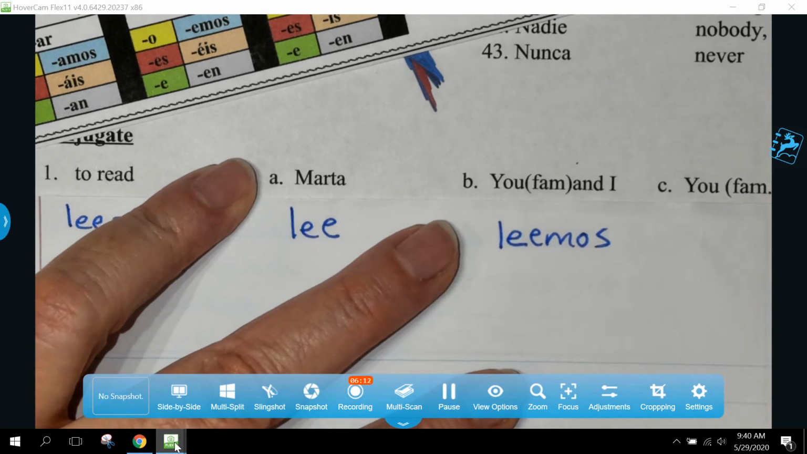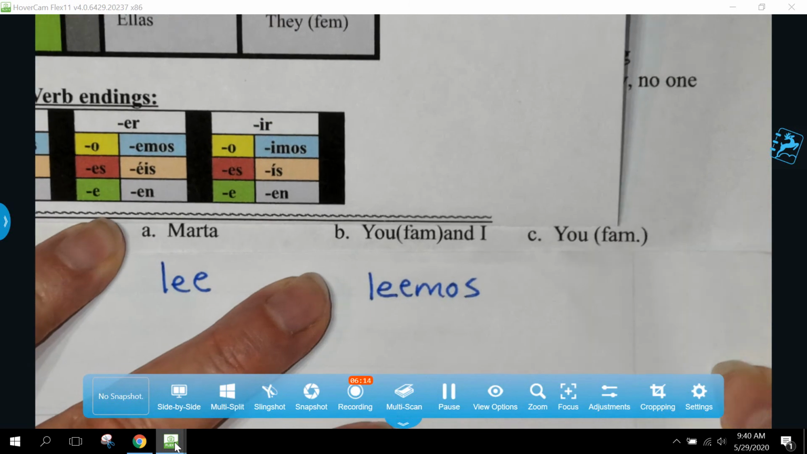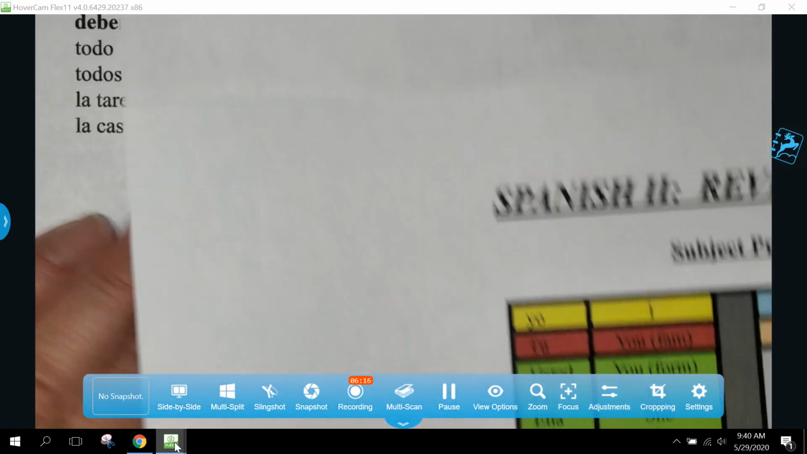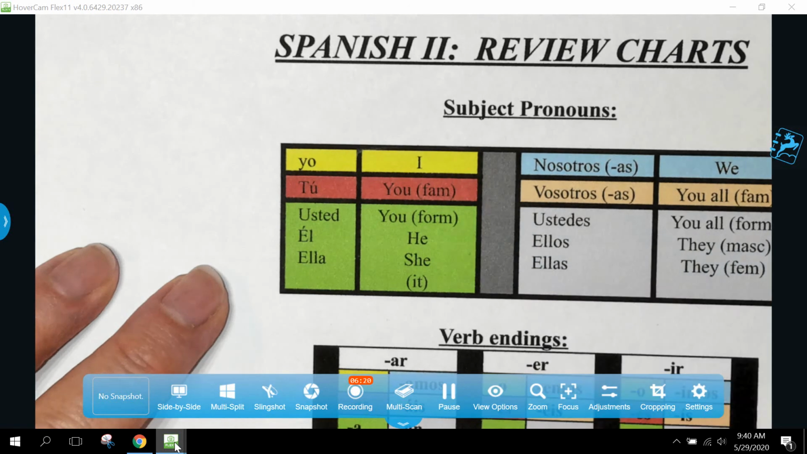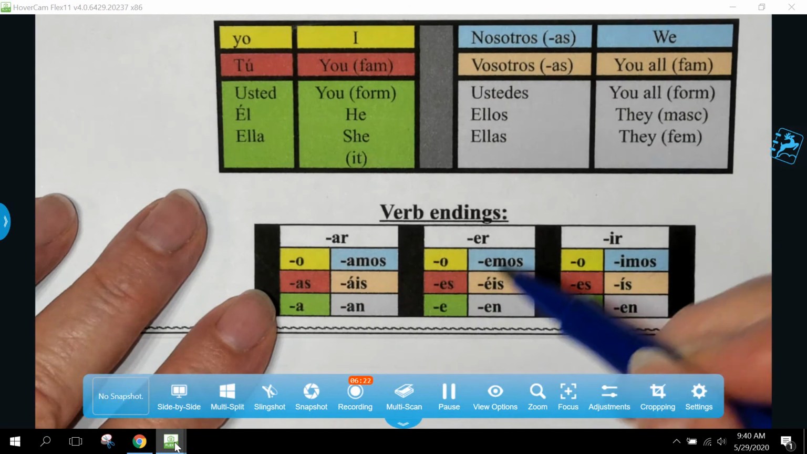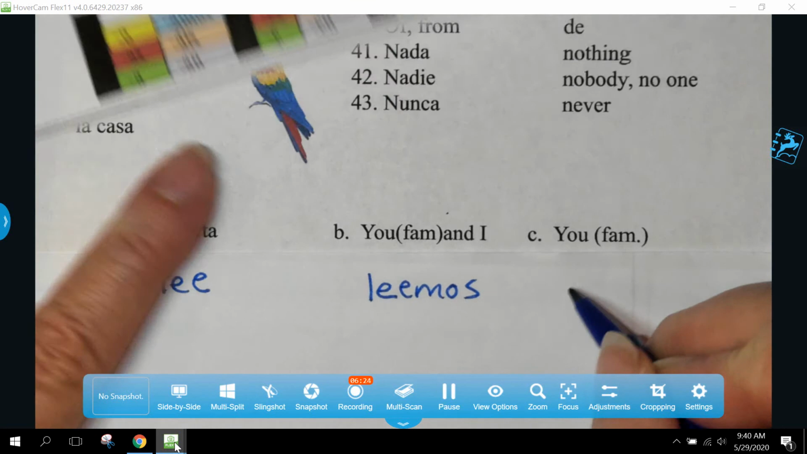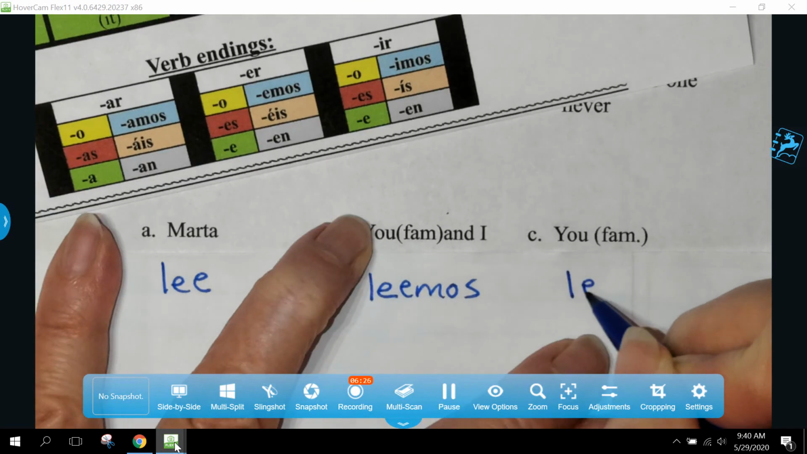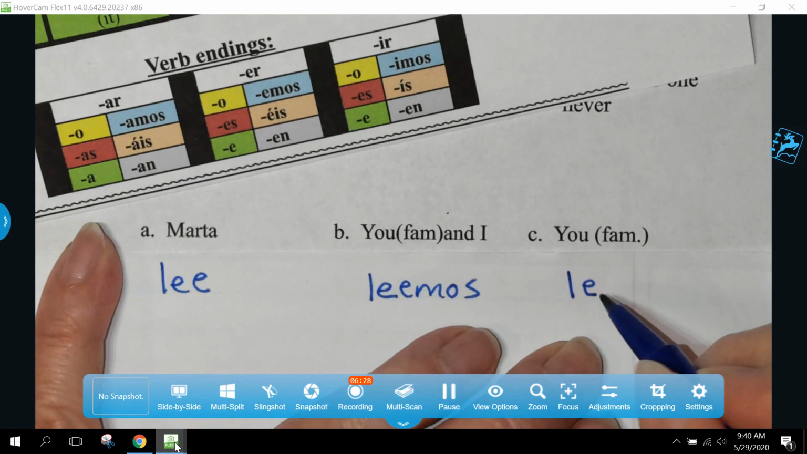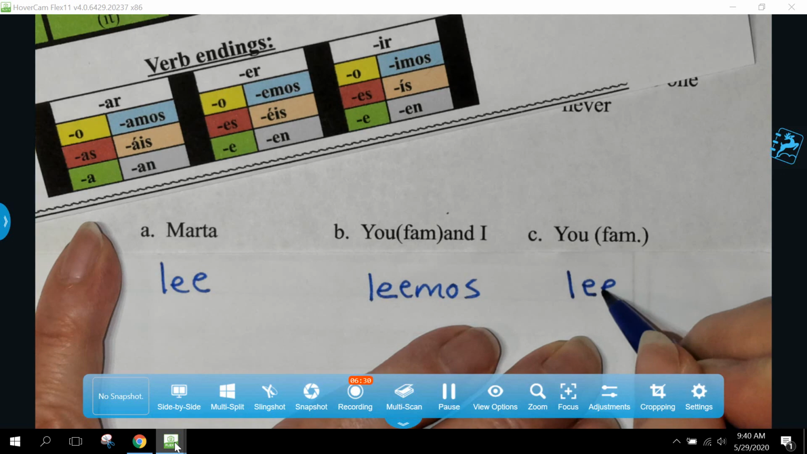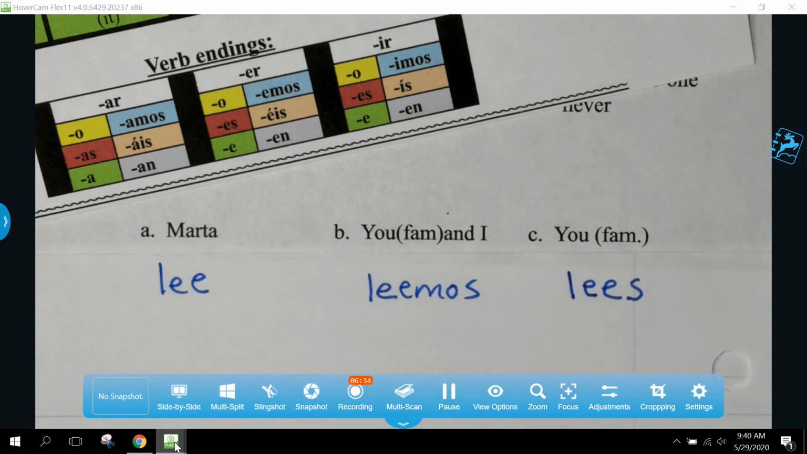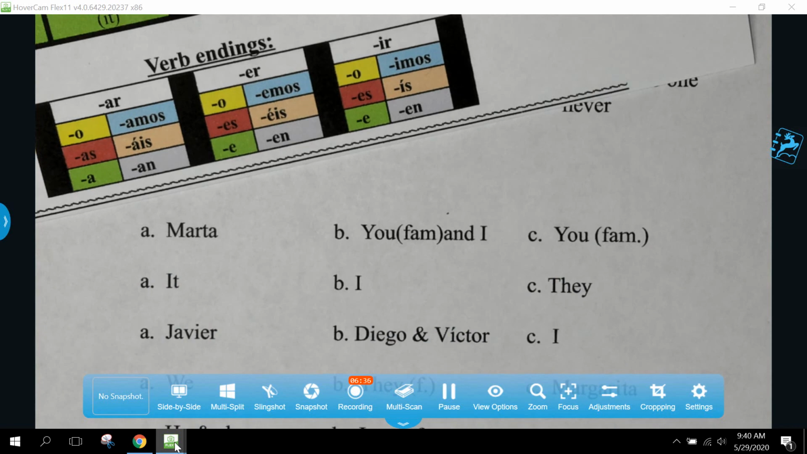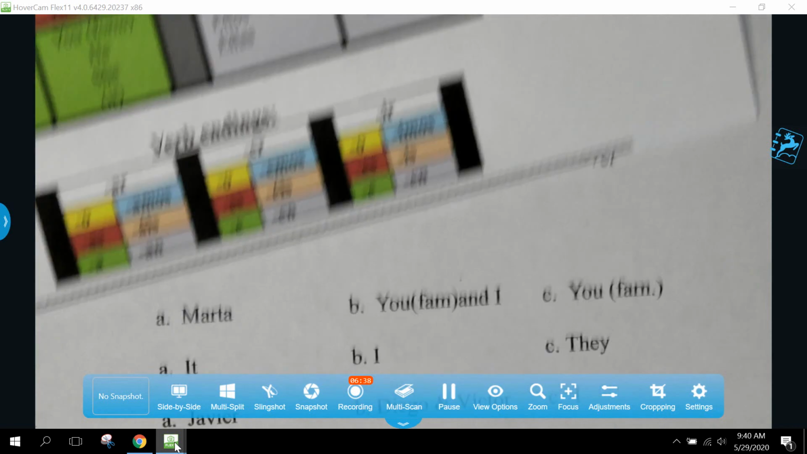Then we go to you familiar. With you familiar, we go back to the chart. You familiar is in which box? We're in red. We go to the ER ending. Red is ES, and you would have tú. Don't forget to leave that first E on there because you only take off the second one. Tú lees. And that is what I want you to do for exercise A, 1 through 11.